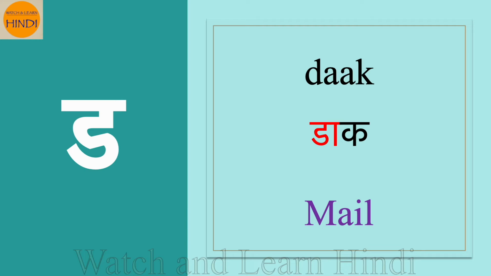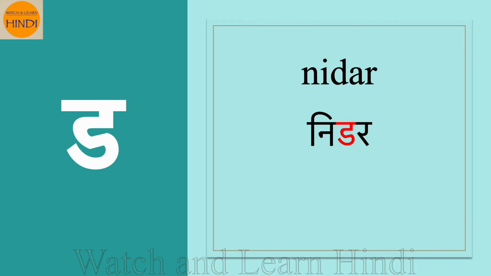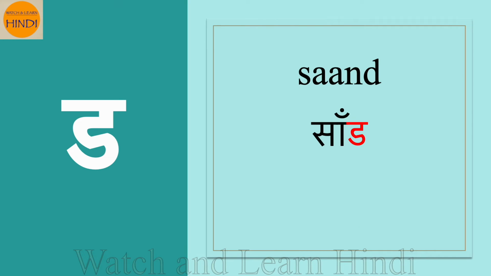Again, these first three words started with d, but d can occur in the middle and the end of a word too. For example, nidar, nidar, which means fearless. Dar is fear, nidar is fearless. Sand, sand, bull.